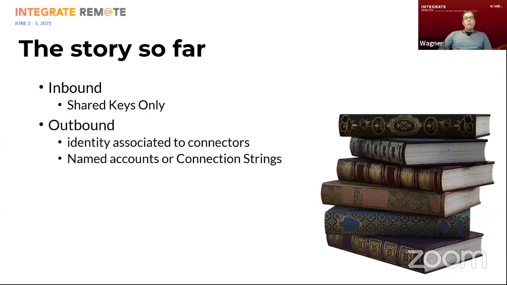Then from an outbound point of view, you had the ability to have identity associated to connectors, but the identity belonged to each one of the connectors. You never had a way to identify the Logic App as an identity, a system identity in a way. And it was always named accounts or connection strings. So this makes some places a little bit complicated, having to create extra accounts sometimes in systems just to be able to use that account just for integration.